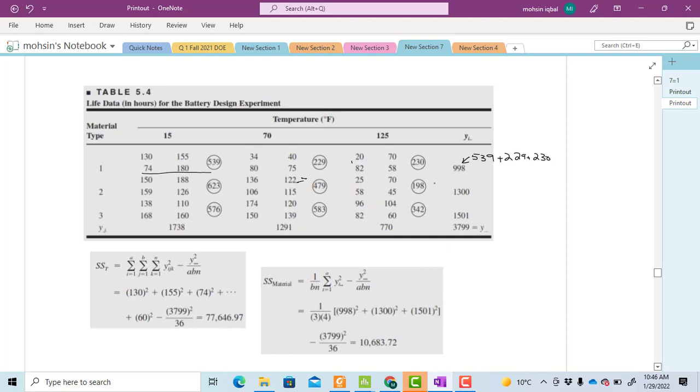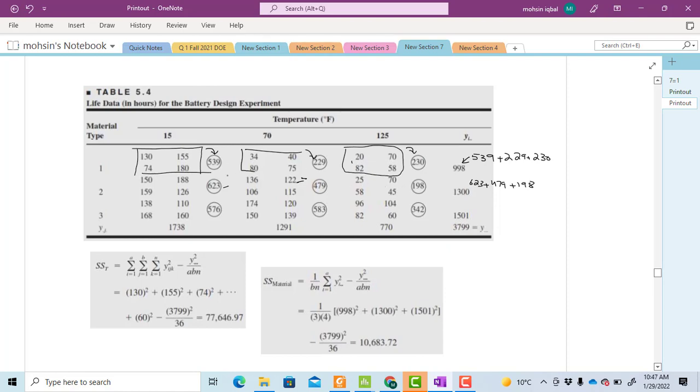Same is the case, you will take the sum of 623, this first one, and then you will take the sum of 479 and then 198. When we take the sum of these four values, we get 539. Similarly, the sum of these four values will result in 229. So we have taken the sum of all the replications performed at the same conditions, and then it is easy for us to take the summation of all these treatments.